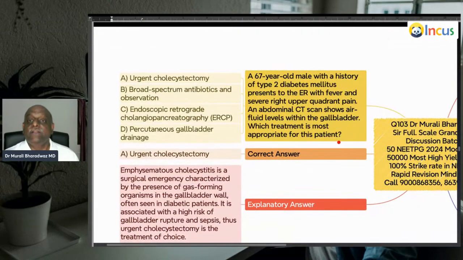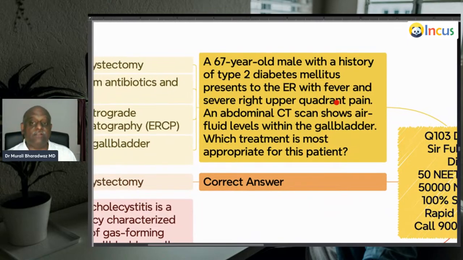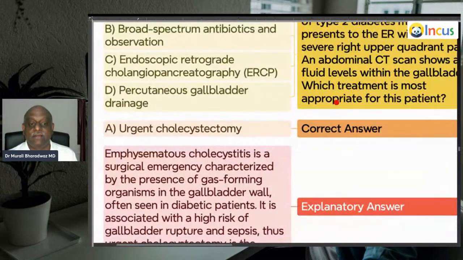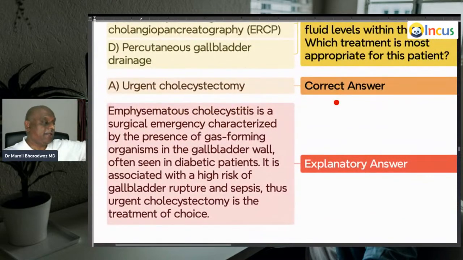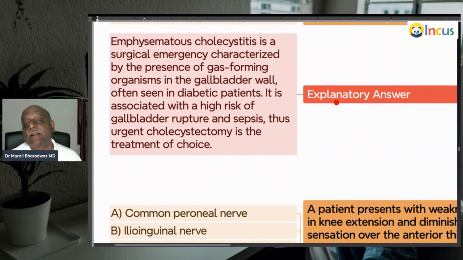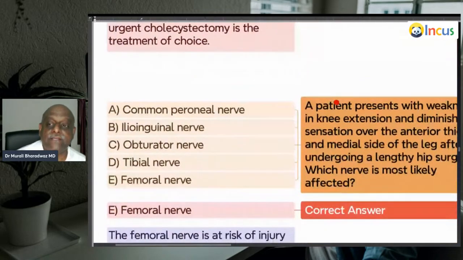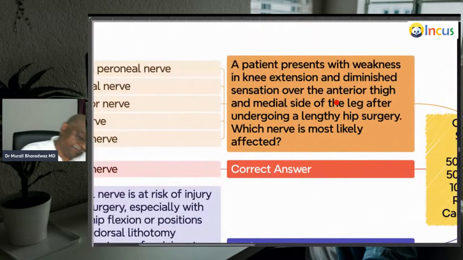Now, doctor, a 67-year-old male with a history of type 2 diabetes, with fever and severe right upper quadrant pain, and air fluid levels within the gallbladder, means it is emphysematous cholecystitis. You have to be ruthless to treat it. So, doctor, urgent cholecystectomy is required. There is a very high risk of gallbladder rupture and sepsis. Typically, this is a feature of diabetic patients, is what you need to remember.